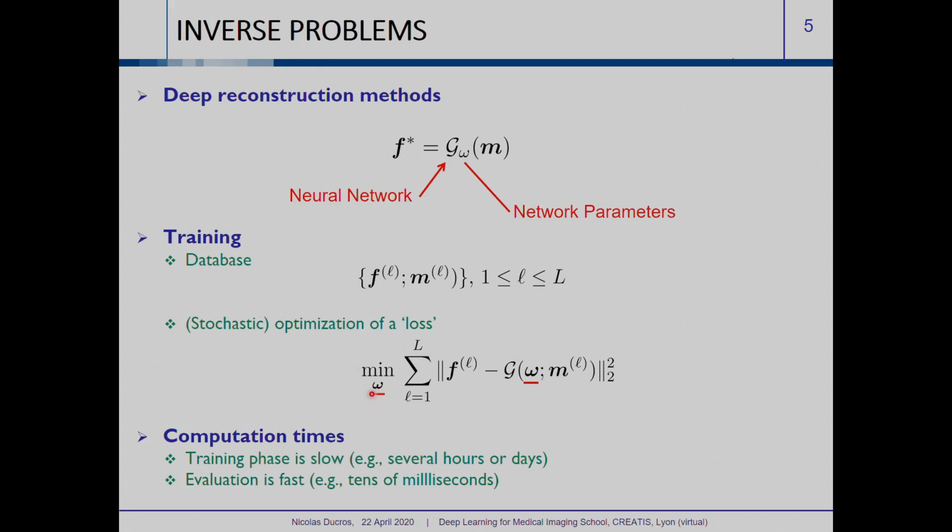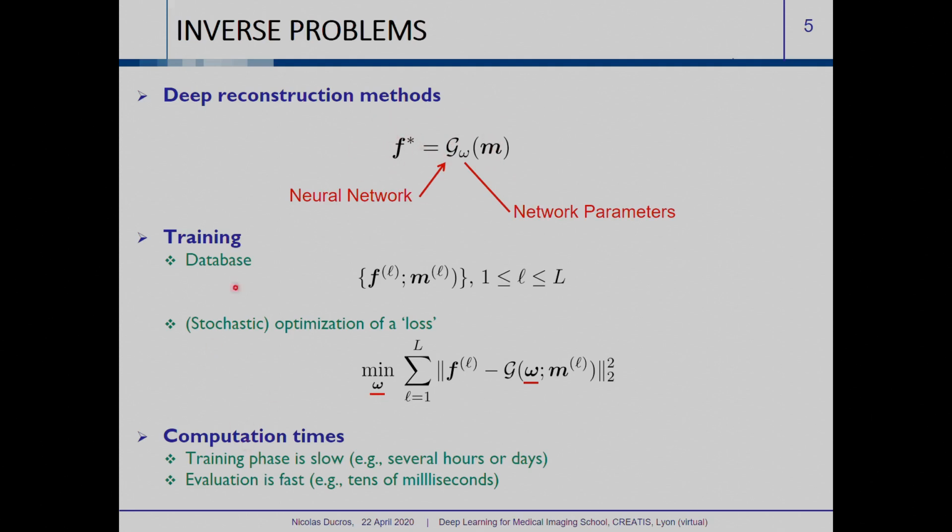This is really important, and this is one of the main differences from the previous methods. In the previous methods, we optimized a loss function, but it was a loss function where we optimized f directly. Here we do not optimize over f, we optimize over omega. And once we have trained omega, we will just reconstruct the image by using our network. We feed the network with M and it outputs the image.